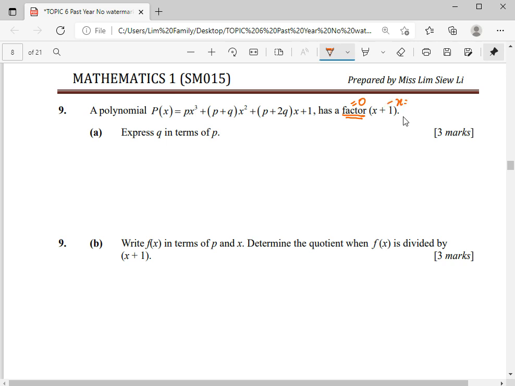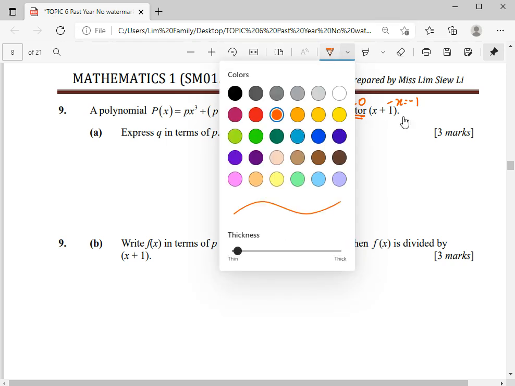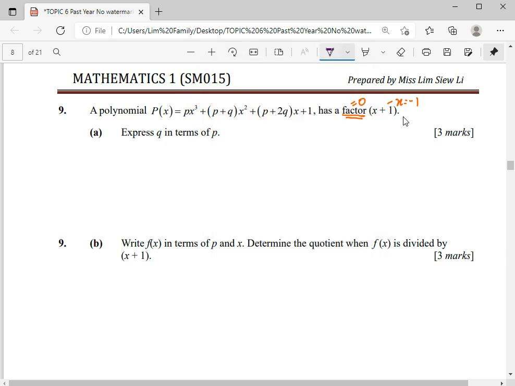So our x value here is equal to -1. So we can use our factor theorem. Therefore, our theorem here will be written as p, substitute the value of -1, then we will get 0. So from here, we have to find out our q in terms of p, means let q be the subject. q equals something p.